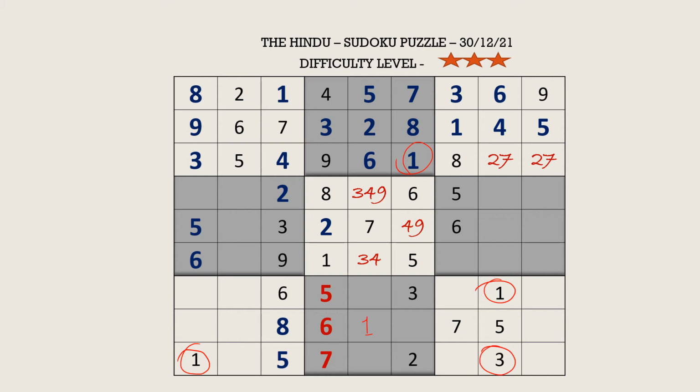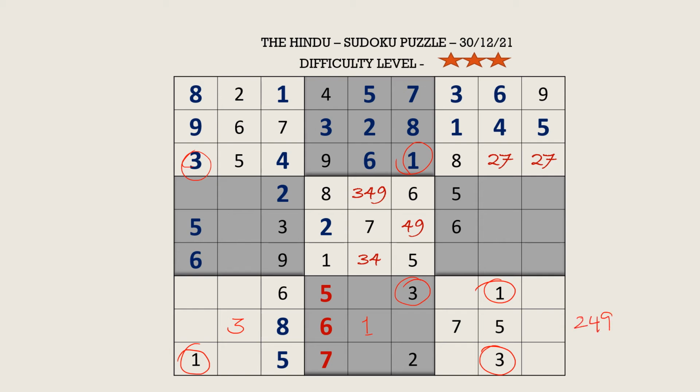and a 3 here, and we have a 3 here. So this 3 blocks here, this 3 blocks here, this 3 blocks here. So this cell takes 3. Now in this entire row, there are 3 numbers missing. The missing numbers are 2, 4 and 9.